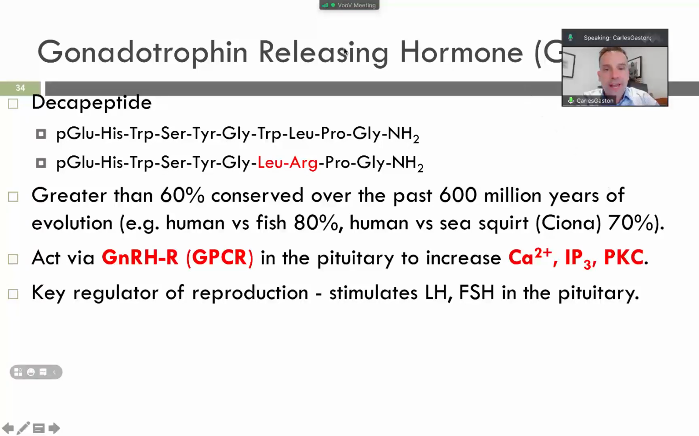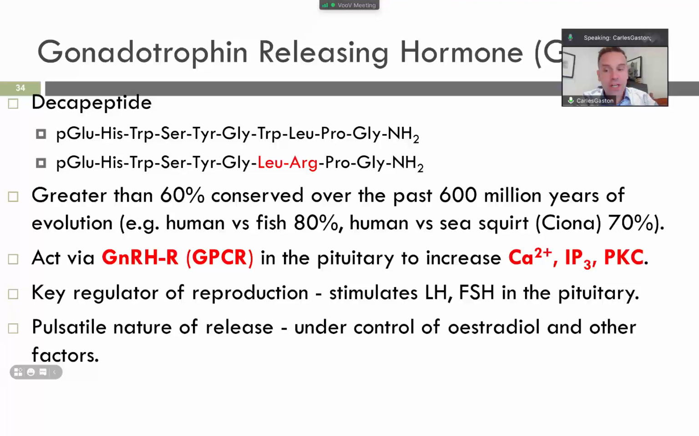So GnRH will go into the portal system of vessels. It will activate the gonadotroph cells to produce luteinizing hormone and follicle stimulating hormone in the pituitary. And this will go into the main circulation, which in turn will activate the ovaries and testicles for sexual maturation and reproduction.